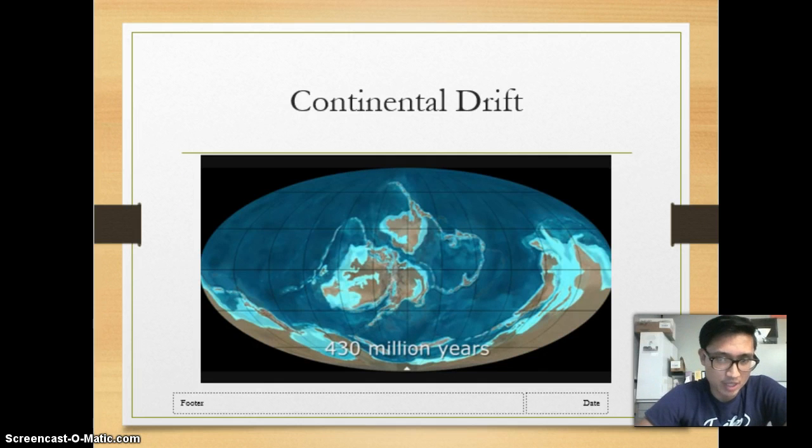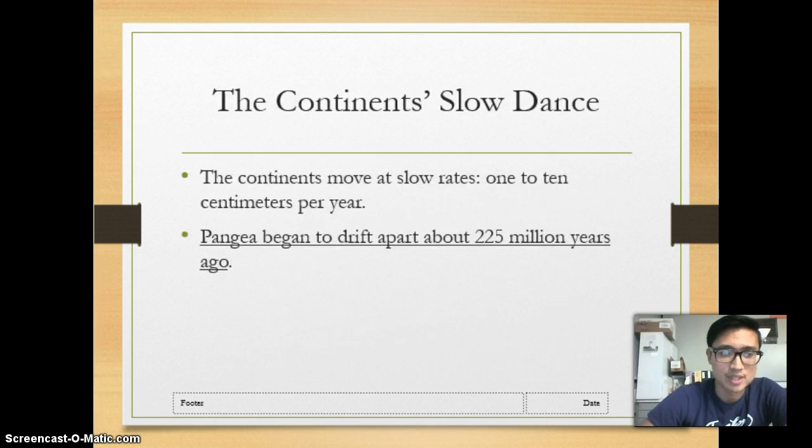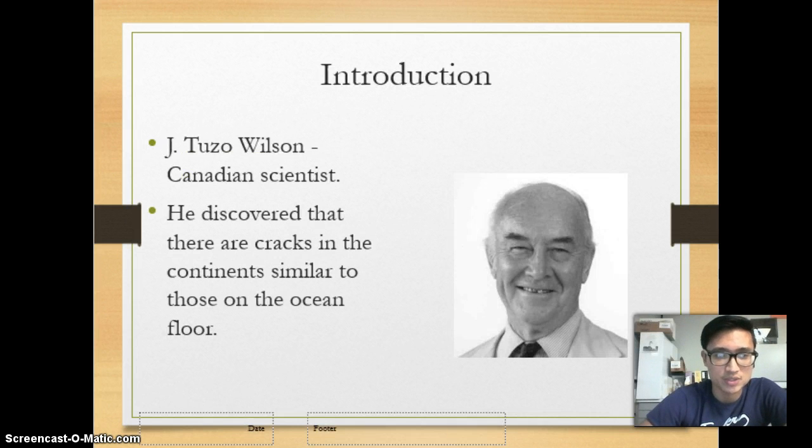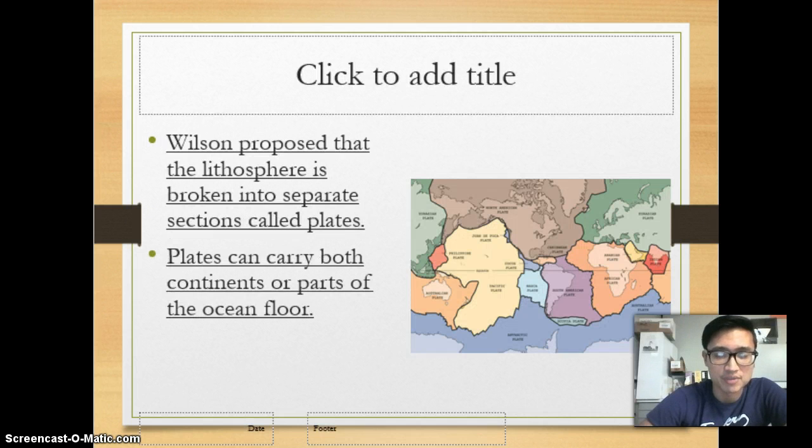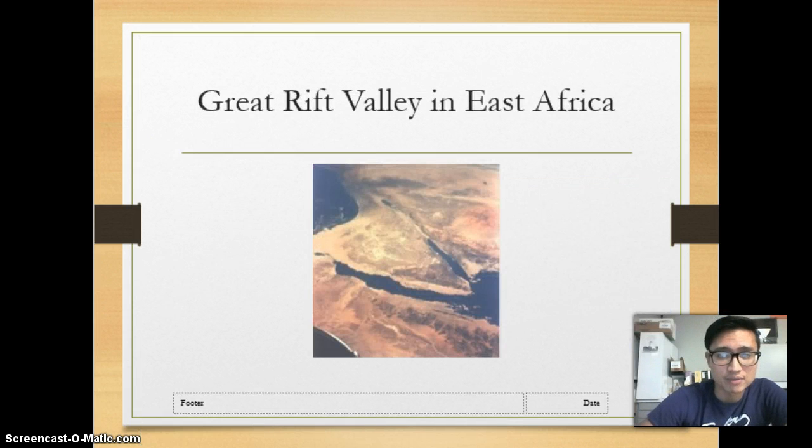So the first part, we watched a little video about continental drift, which was a little bit different from the video that we saw before. We said that Pangea began to drift apart about 225 million years ago, and it's at a very slow rate of about 1 to 10 centimeters per year. We talked about Dr. Wilson, who was the father of this theory of plate tectonics. He put together a lot of evidence, including the idea of the Great Rift Valley in East Africa.